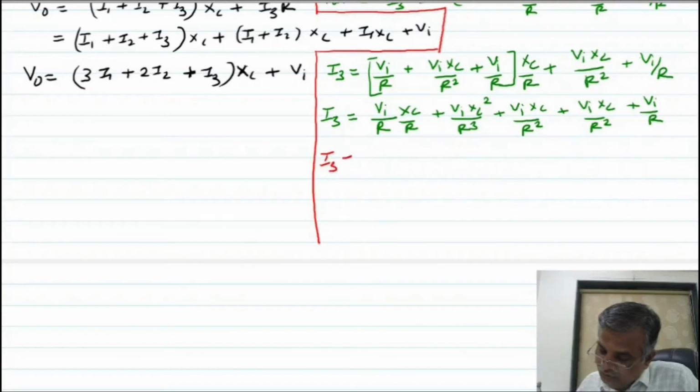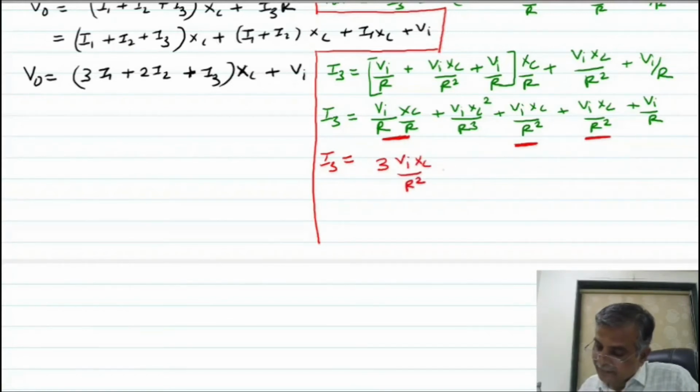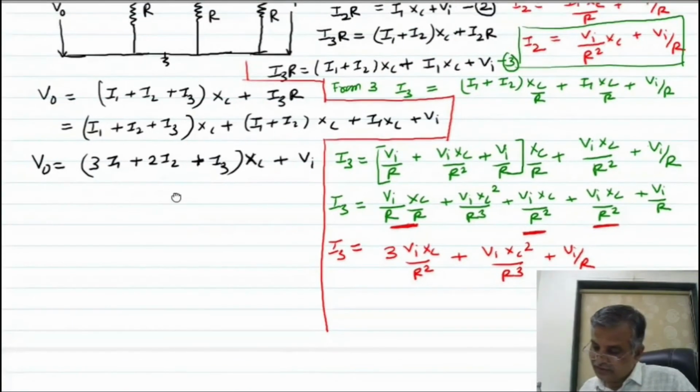I3 is equal to, this is your Vi Xc by R square, Vi Xc by R square, Vi Xc by R square. So 3 Vi Xc by R square plus Vi Xc square by R cube plus Vi by R. So it became very easy for our calculation.